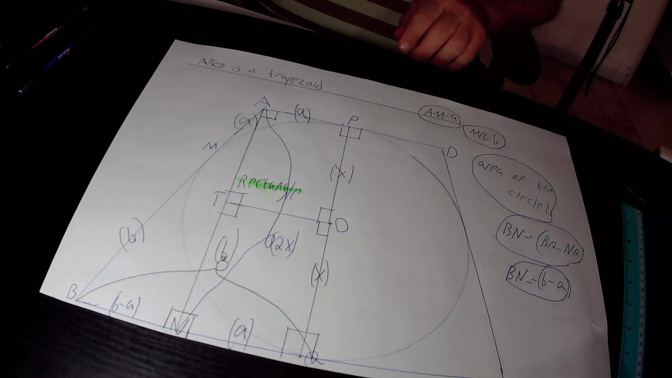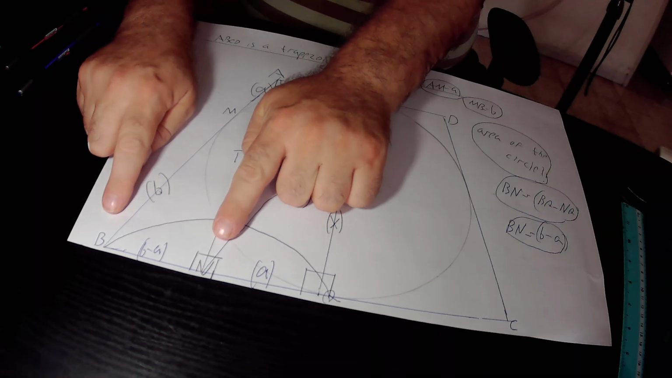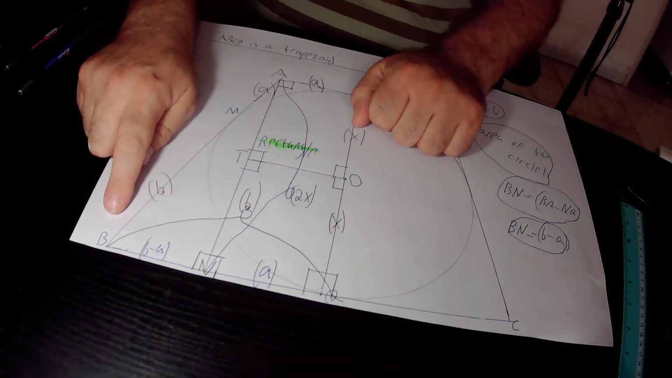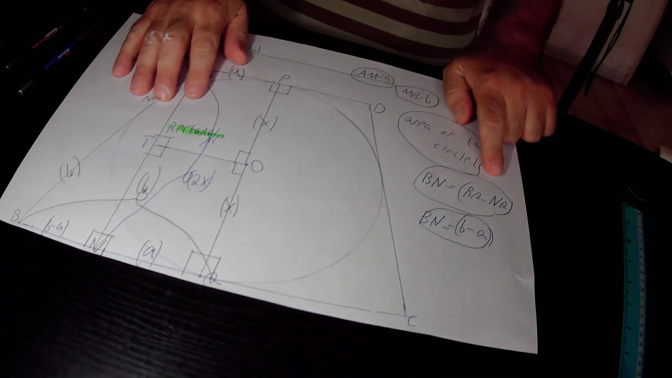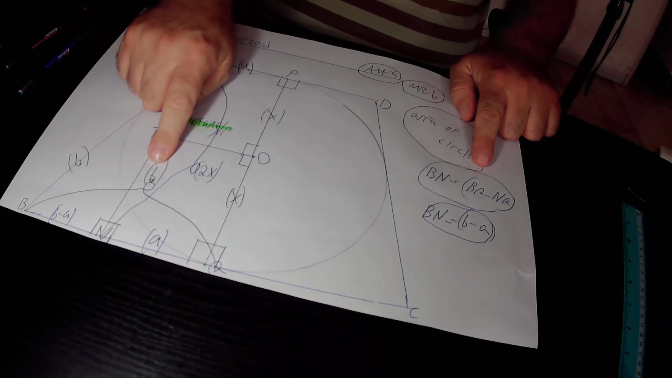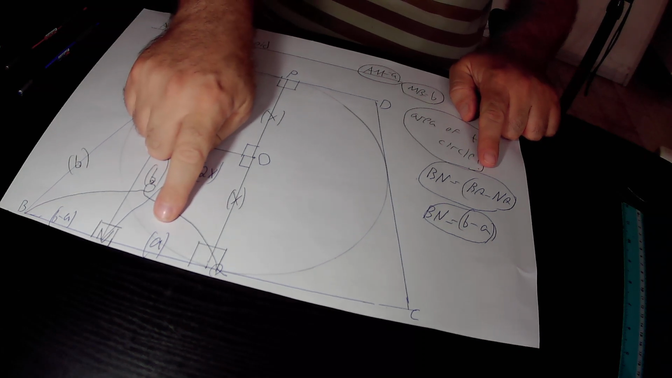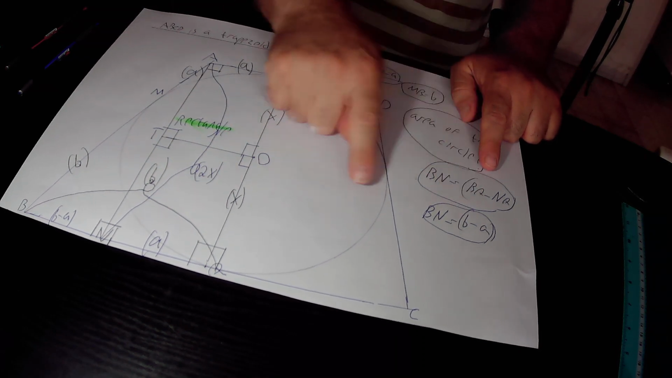What is the length of the missing line segment BN? From the drawing it is very easy to see that BN in total equals BQ minus NQ. Again, BN equals BQ minus NQ. BQ is b, NQ is a. So in total BN equals b minus a units in its length.